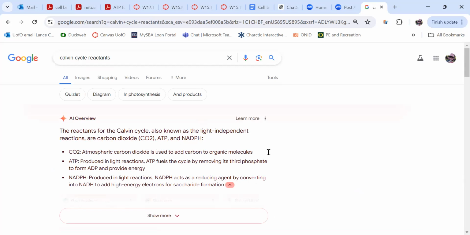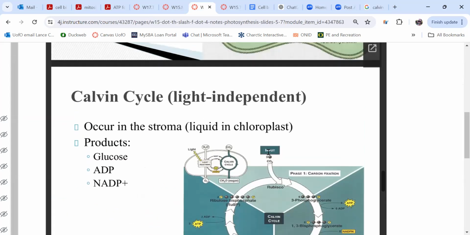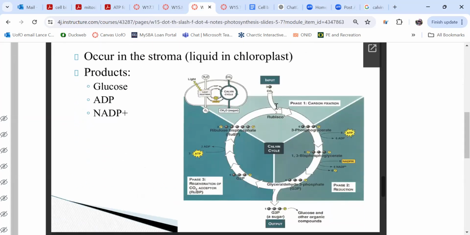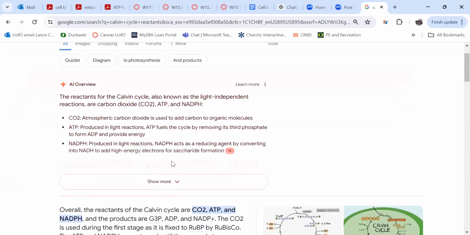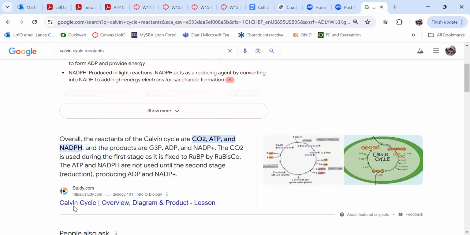So let's take a look at these graphs here and see if we can make sense of that in the light independent reaction. Well, we got CO2. There's ATP coming in and producing ADP, and then there's NADPH. So, this is pretty good information here. Here's Calvin's cycle at study.com. The reactants are CO2, ATP, and NADPH. Yeah, I'll go with that.